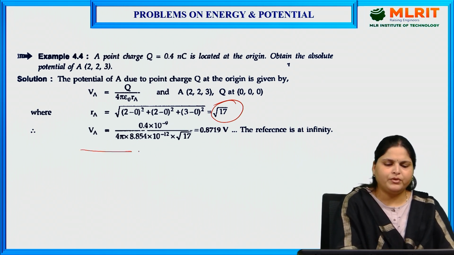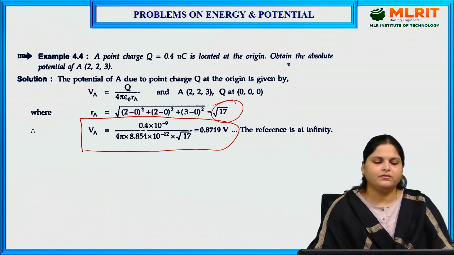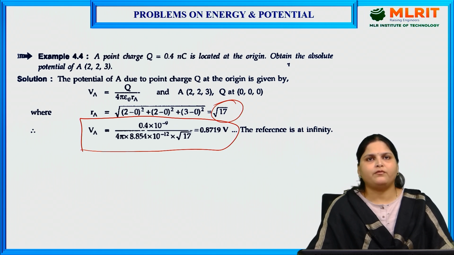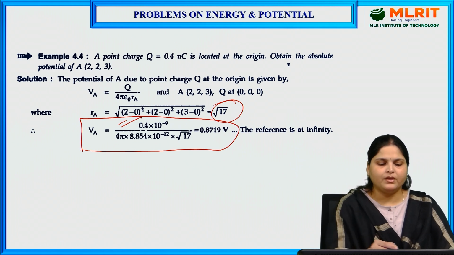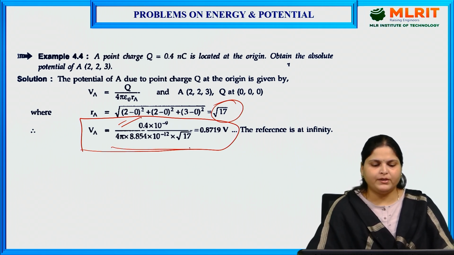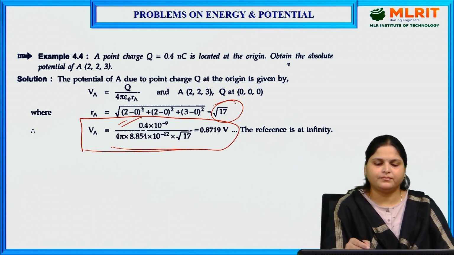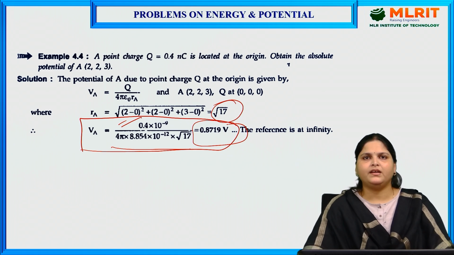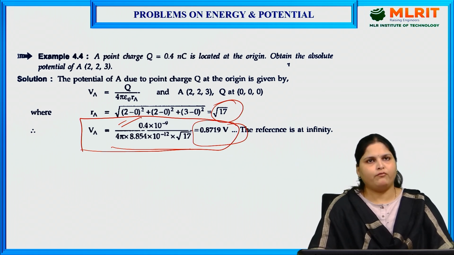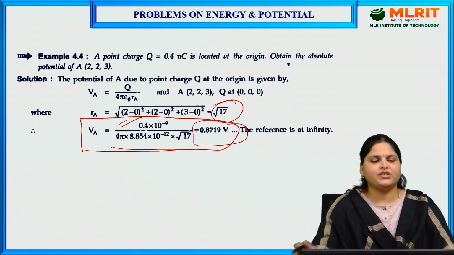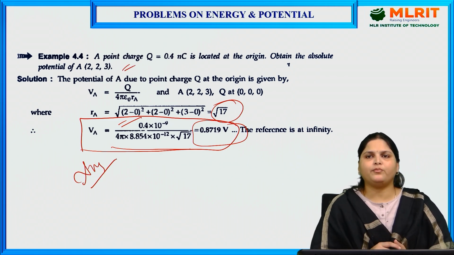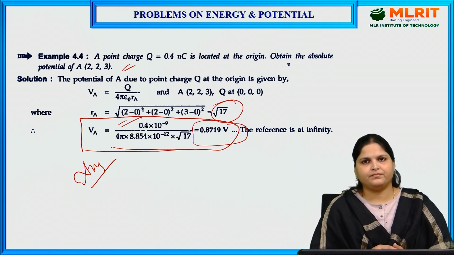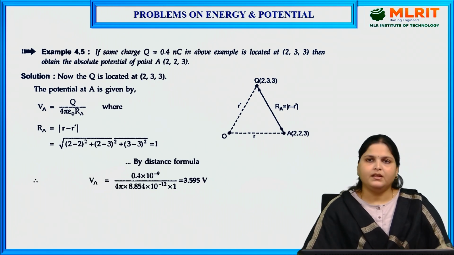Now we put it into this formula, we get VA is equal to, the Q value is 0.5 nanocoulomb, so it is 0.5 into 10 to the power minus 9 divided by 4 pi into 8.854 into 10 to the power minus 12 into the square root of 17. And when we solve it, we get 0.8719 volts. So this is the potential at point A. That is the answer. That is how we can find the potential at a point, right? Let's take another question.